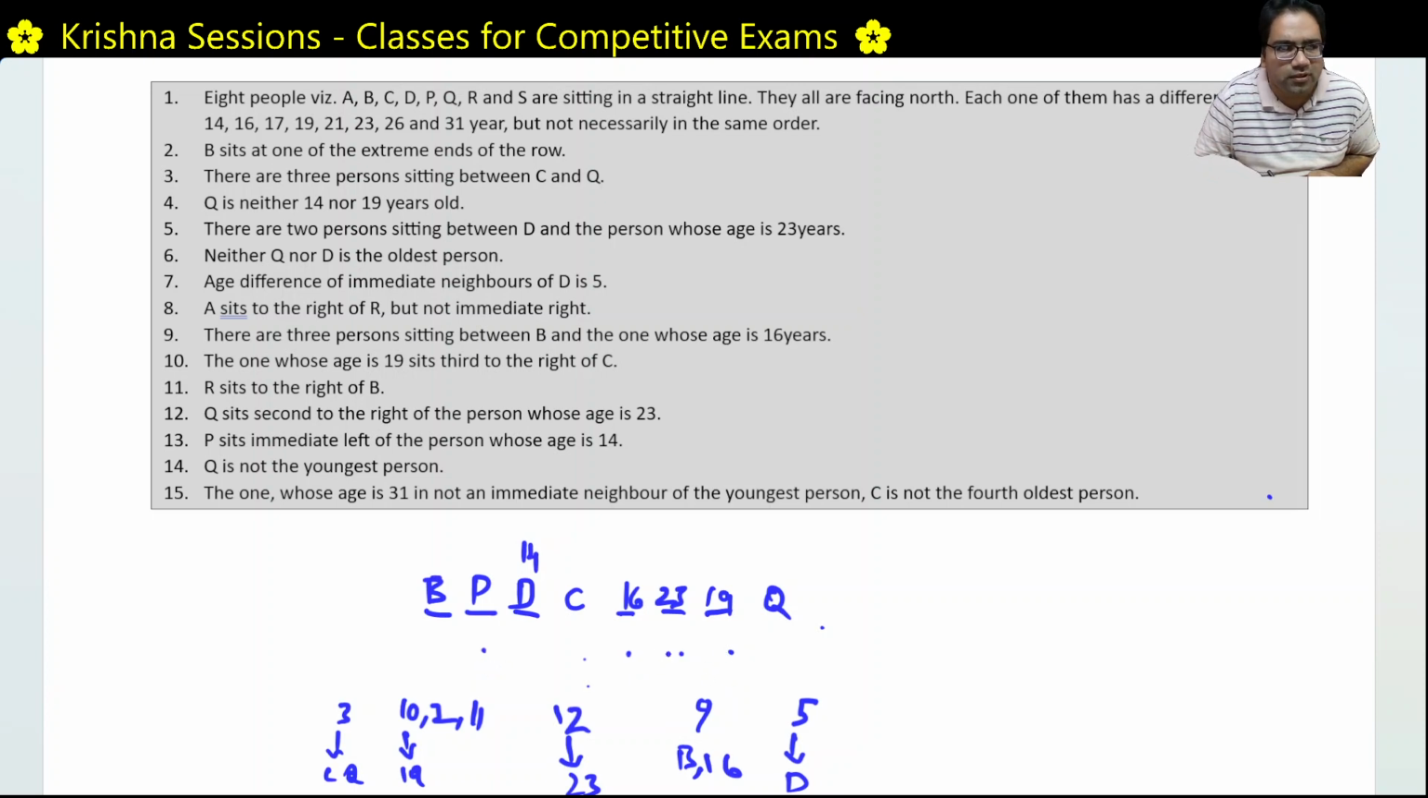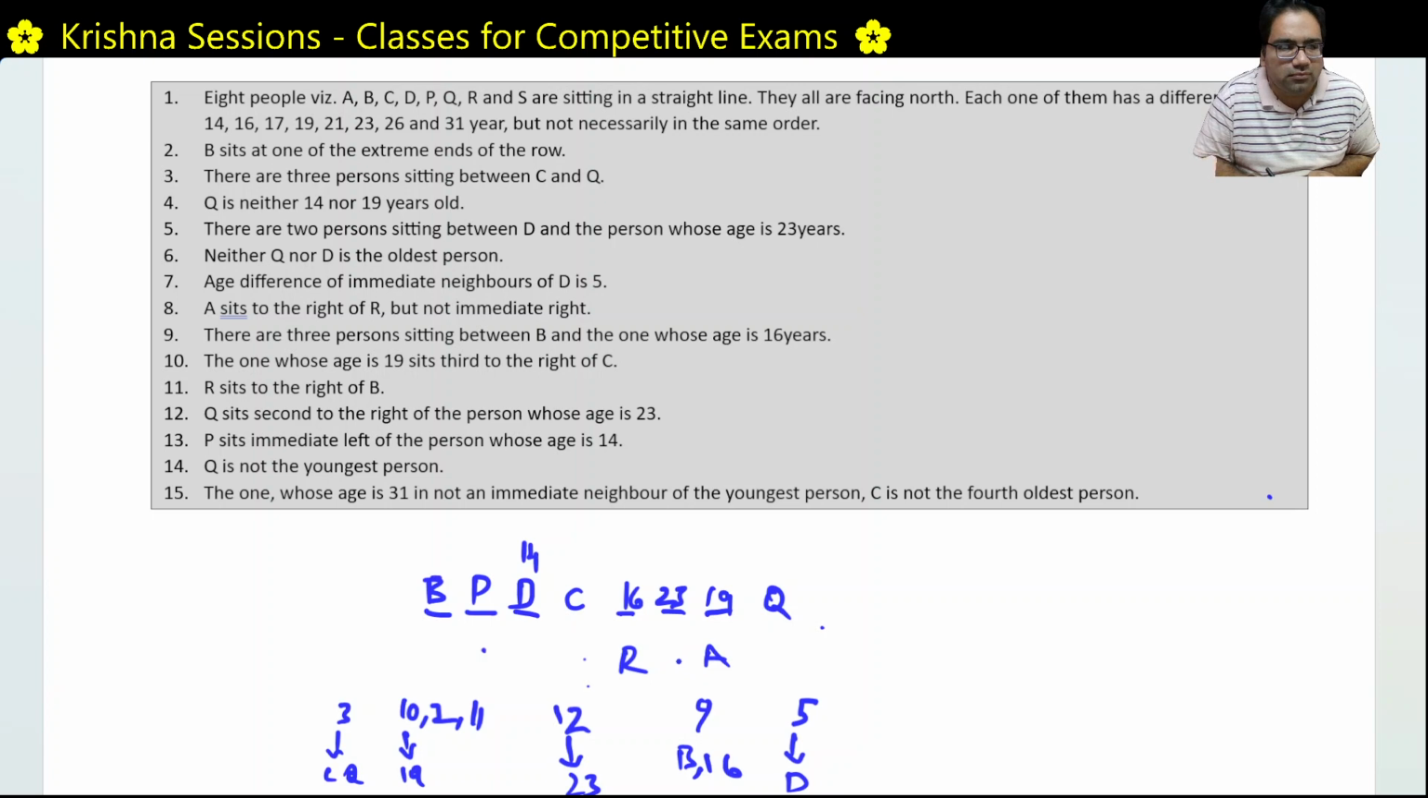So, next. Let's look at the other ones which we have not used. A sits to the right of R but not immediately right. Where, how many slots does A have? 1, 2, 3. All 3 slots. A has to sit to the right of R. So that means this slot is gone first of all. To the right of R means you have to give one position to R. But not immediately to the right of R. Right. So that means this is also gone.